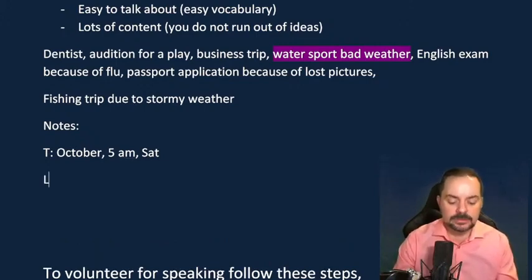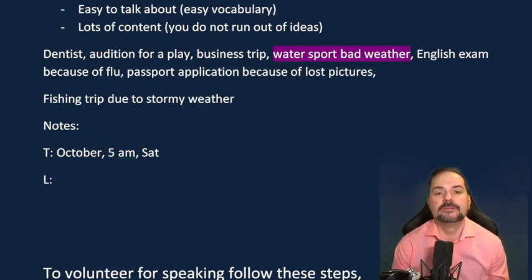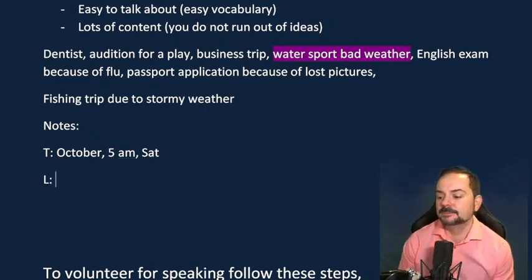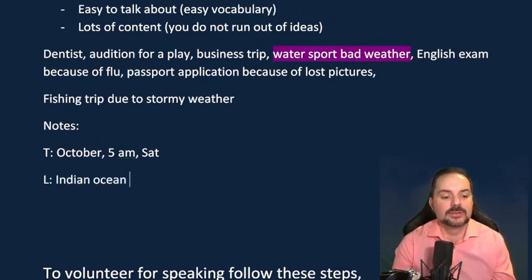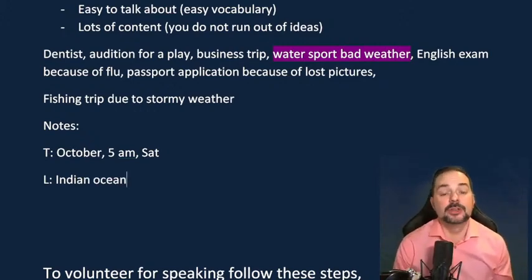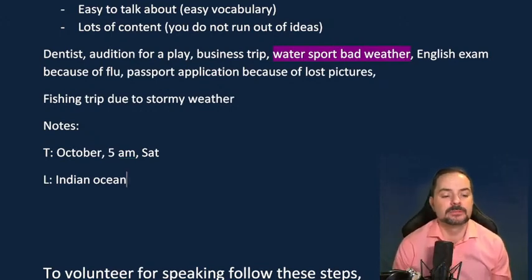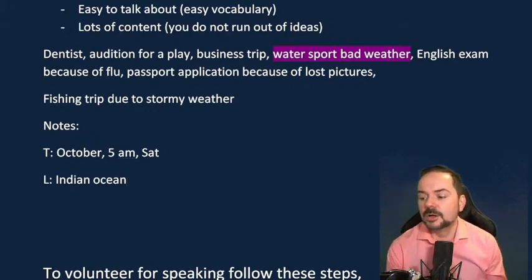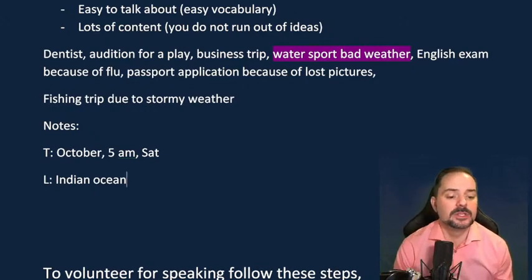Okay, location. Give me some ideas here, students. So where were we going for our fishing trip? Okay, where were we going? So let's do the Indian Ocean. Why not? I'm sure there's lots of great fishing that happens on the Indian Ocean. And the Indian Ocean is actually very famous for stormy weather, for having some pretty incredible storms. So, okay. Danielle says it could be the lake as well.